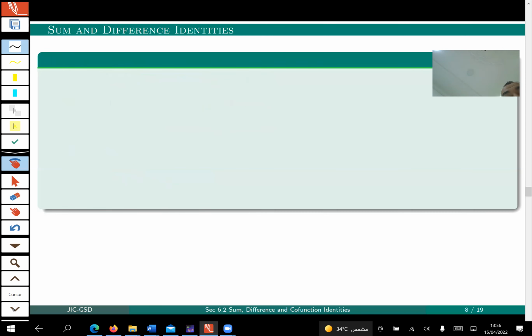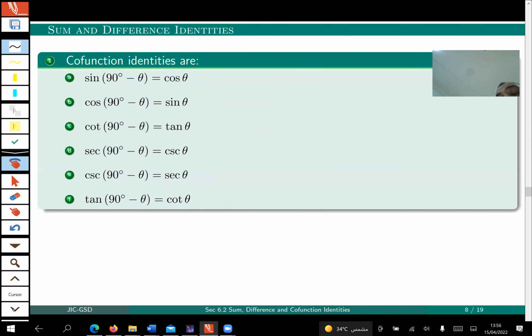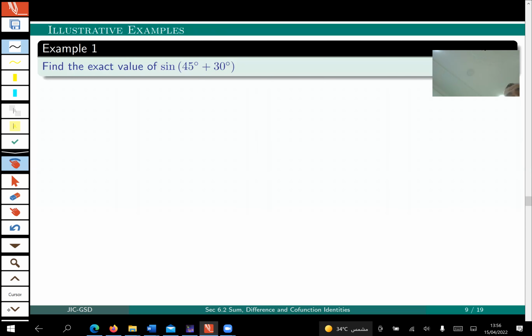Regarding the cofunction identities, they are actually complement angle identities, which means sine of 90 degrees minus theta will be cosine theta. Like sine 60 is equal to cosine 30, and cosine 30 is equal to sine 60, and so on. Cosine of 90 degrees minus theta will be sine, and cotangent of 90 degrees minus theta is similar. Going to the first question.